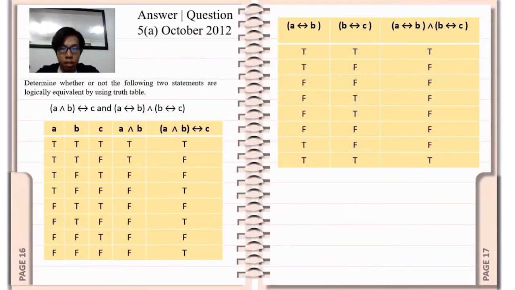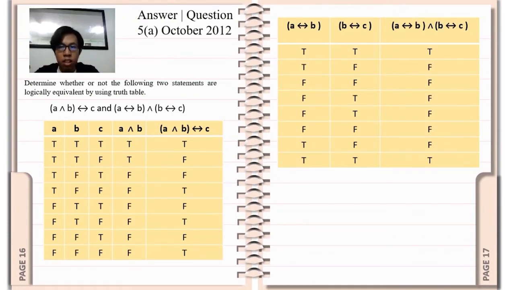For the first table, there are three variables: A, B, and C. Because of that, we get A: true, true, true, true, false, false, false, false. B: true, true, false, false, true, true, false, false. C: true, false, true, false, true, false, true, false.